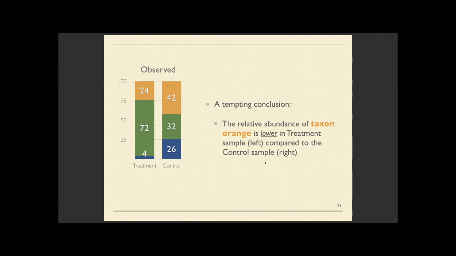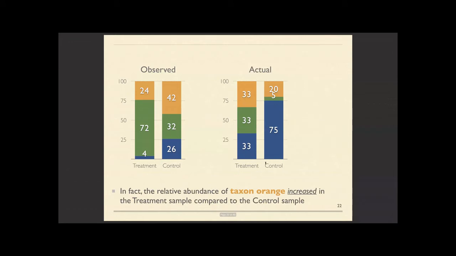And what we see based on these observed relative abundance profiles is that the relative abundance of this orange taxon, an arbitrary taxon, is lower in the treatment sample compared to the control sample. So what true data could have generated this observed profile? Here are the actual relative abundances that could have generated those observed relative abundances.